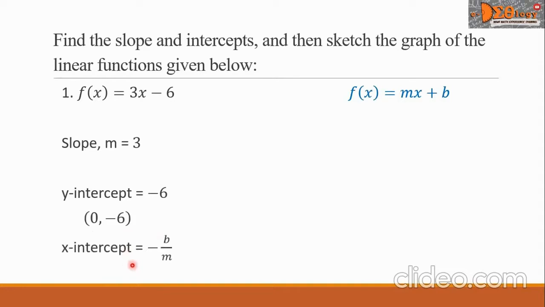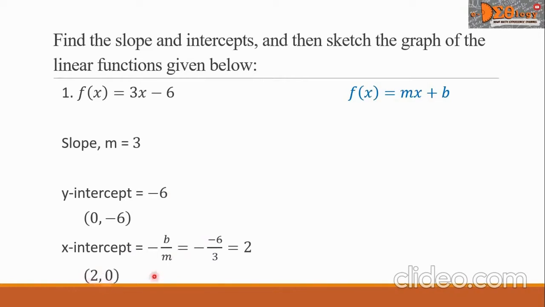For the x-intercept, we're going to use this formula, negative b over m. Substituting the values, this is equal to, first, the b is negative 6 over the m is 3. And then this negative and negative becomes positive, and 6 divided by 3 is equal to 2. To show this as an ordered pair, we will write (2, 0).